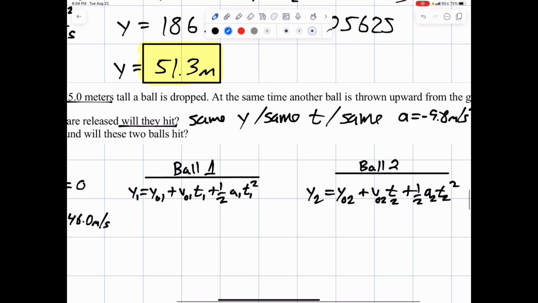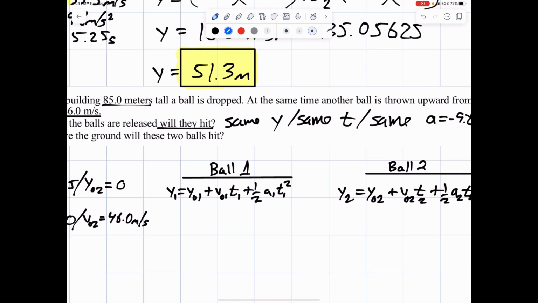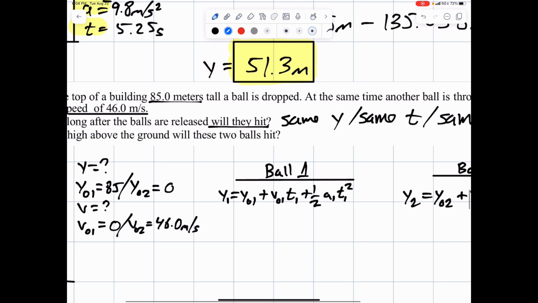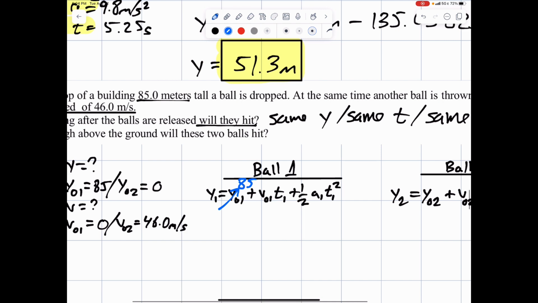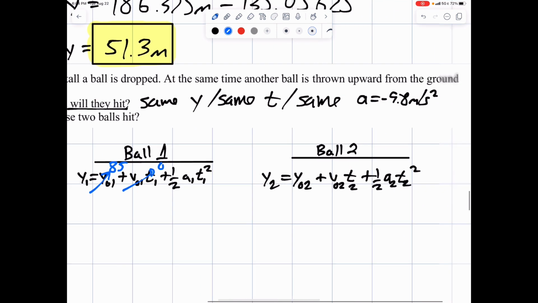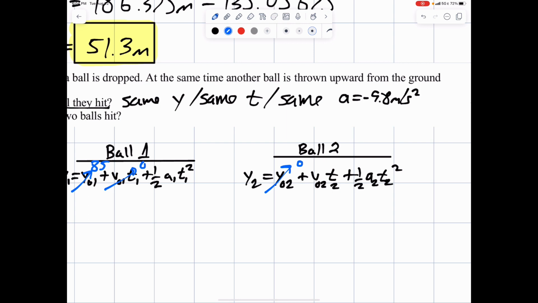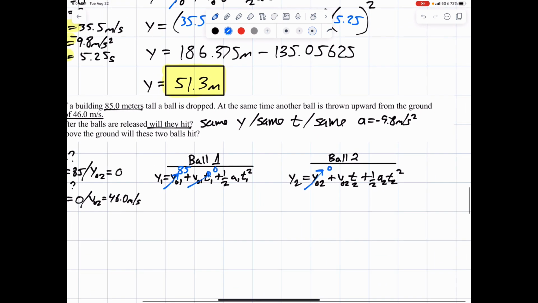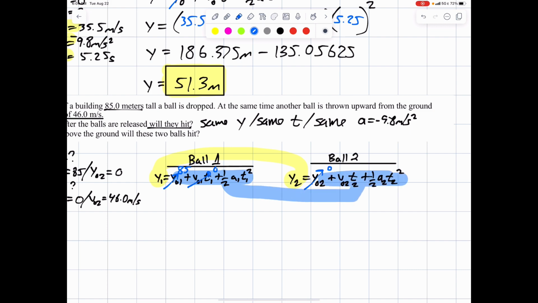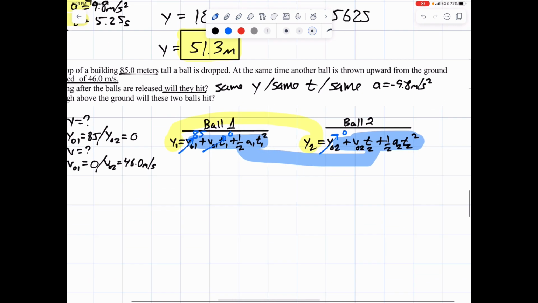Well, we know that y1 will equal y2. So what else do we know? That this is going to be 85 when we plug it in. That this is going to be 0, okay, and that this is going to be 0 right here. So what we can do is start setting some things equal, because if I know that y1 equals y2, because when they're at the same height, then I also know that this expression for y also equals this expression for y. So I'm going to set those two expressions equal to each other.